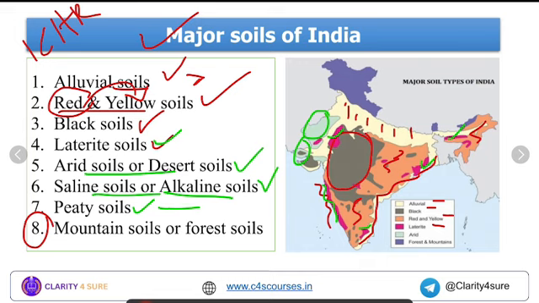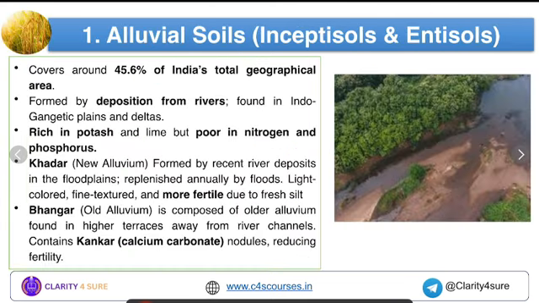So yes, and the last one is the mountain soils or the forest soils. You can see from the map, you can find these soils in the uppermost part, that is J&K, some part of Arunachal, some part of Sikkim. So yes, these mountain and forest soils could be found in these zones. Okay. So yes, this was brief about the 8 major soils. Now let's in detail discuss all these soils one by one. So first one is the alluvial soil.